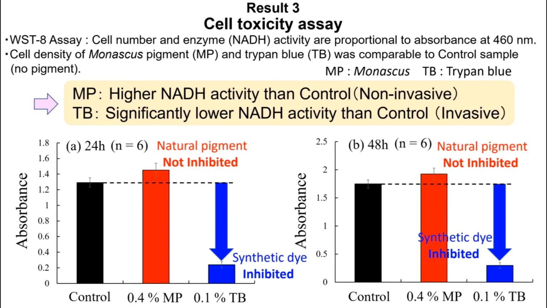In both cases, the absorbance of 0.1% trypan was significantly lower than the other samples, suggesting a decrease in cell number or a decrease in enzyme activity. On the other hand, 0.4% monascus pigment is non-invasive to cells due to its higher absorbance than control.